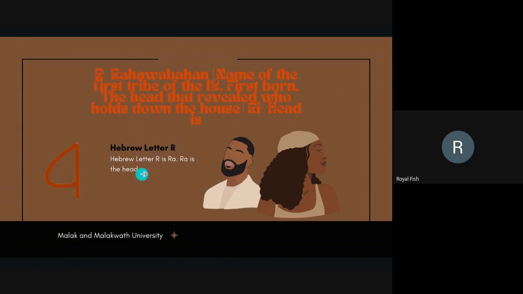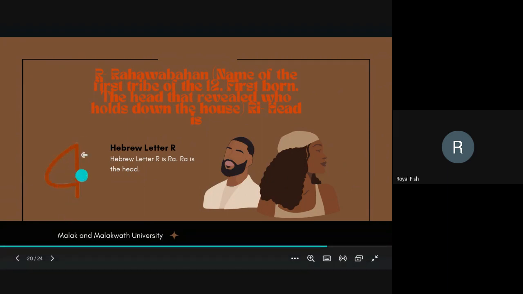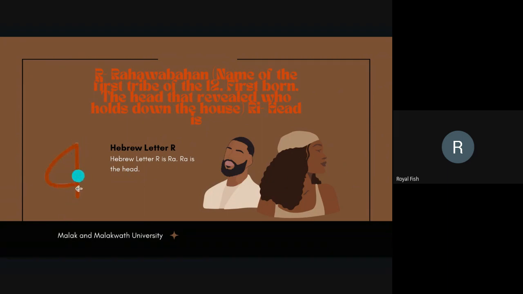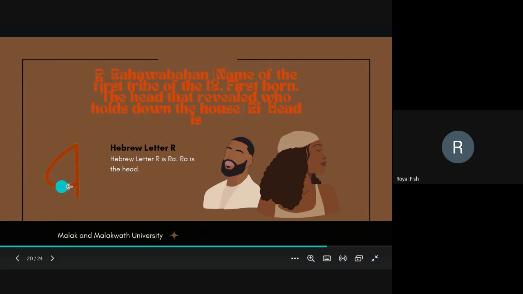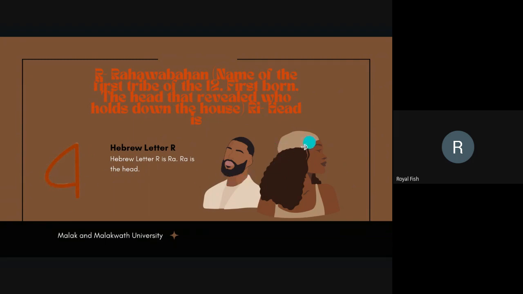Then we have the Hebrew letter R. So Hebrew letter R is Ra. Ra is the head. So we have a sister with her head covered. We have a brother with his head. We also have a sister showing her Ra. So a lot of times the Ra was represented by a man with his head turned to the side. So the sister over here is in her Ra. She's showing what her Ra is.